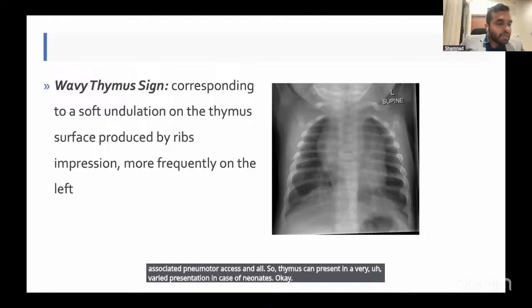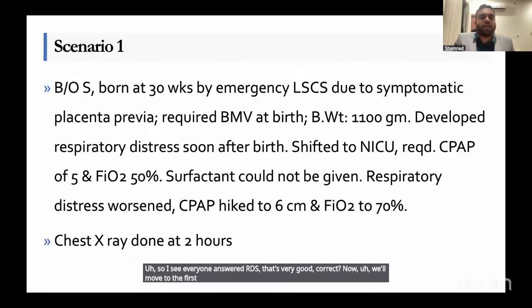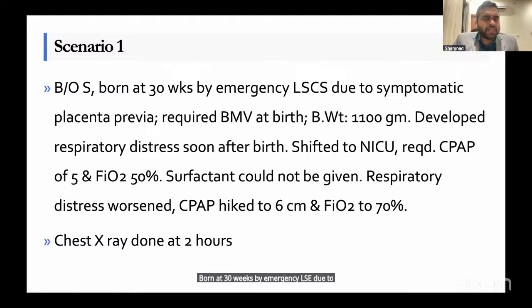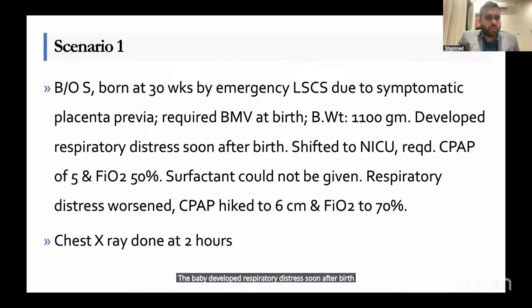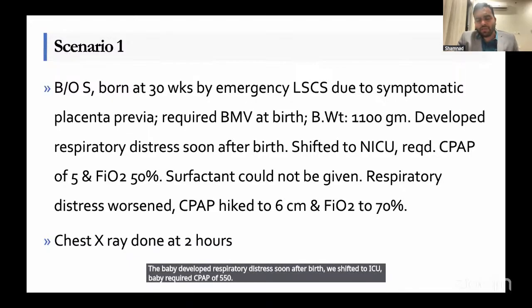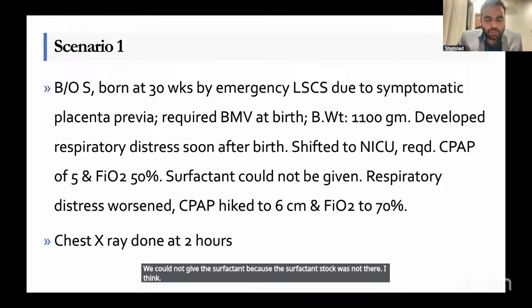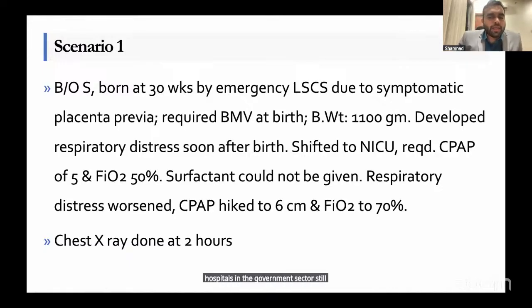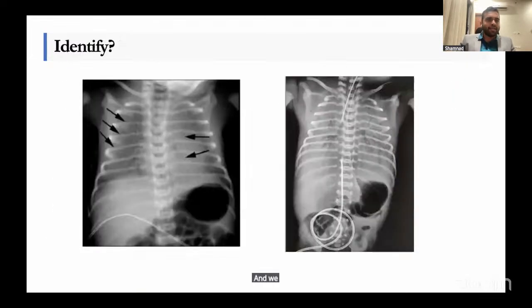Okay. So I see everyone answered RDS. That's very good. Correct. Now we'll move to the first scenario. We have a baby, born at 30 weeks by emergency LSCS due to symptomatic placenta previa, requiring PPV at birth. Birth weight is 1.1 kg. The baby developed respiratory distress soon after birth. We shifted to ICU. Baby required CPAP of 5 to 5.5. We could not give the surfactant because the surfactant stock was not there. I think many hospitals in the government sector still face this issue. And respiratory distress worsened. We needed to hike up the CPAP to 6 and FiO2 to 70%, and we did a chest X-ray at 2 hours.